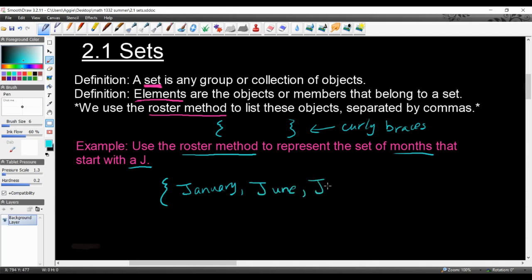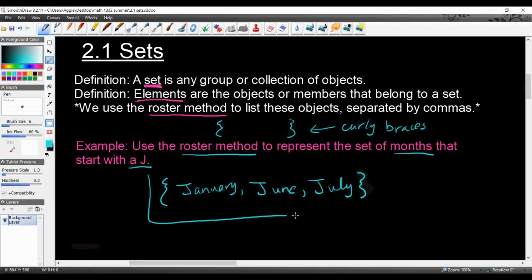And then we have July, August, September, October, November, December, and that's it. So we close our curly braces. Hopefully yours look nicer than mine. These take practice to get just right. That's better. All right, and yeah, that's it.